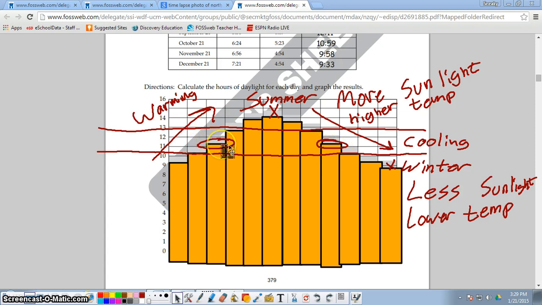And we can kind of see here in the middle, we have our fall and our spring, which are almost essentially exactly the same. And those are our transition periods between our summer solstice and our winter solstice. We have our spring and fall equinox.